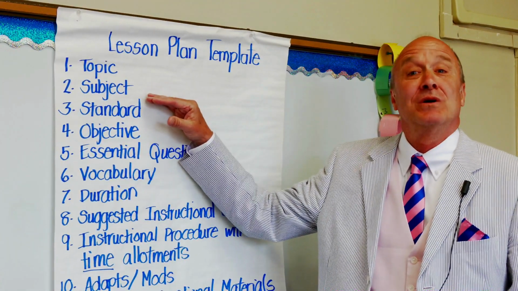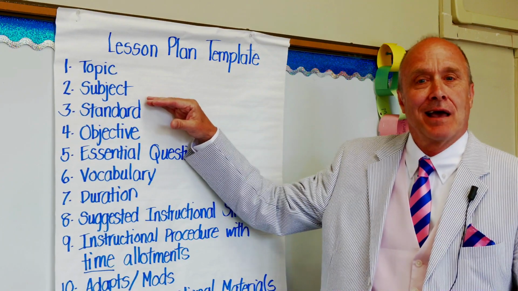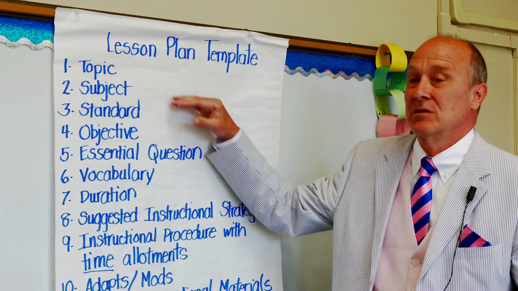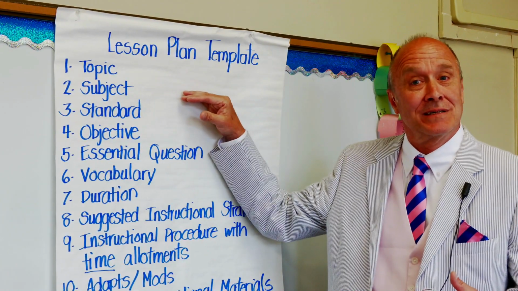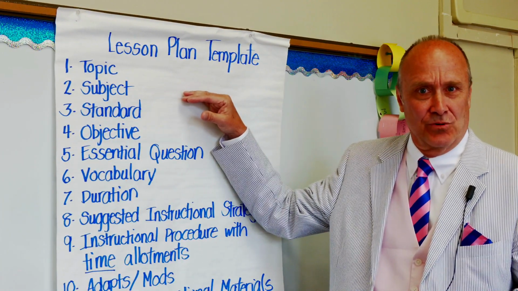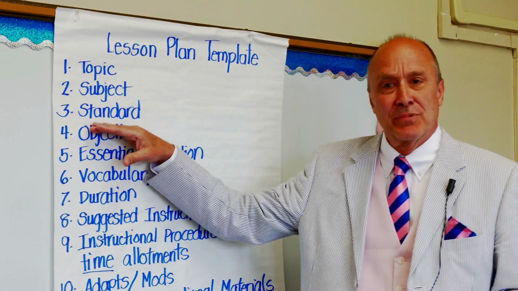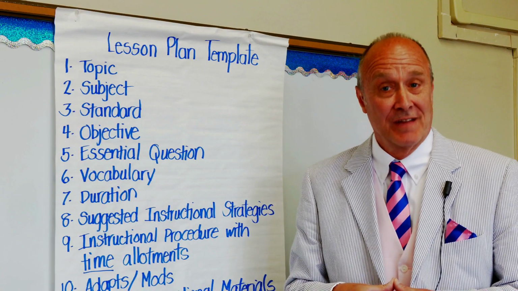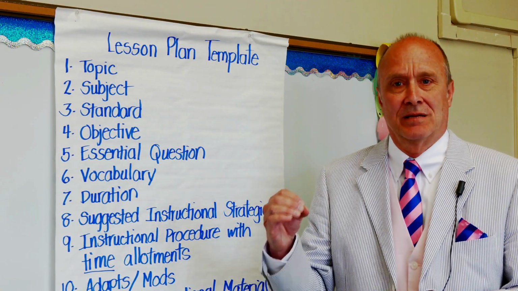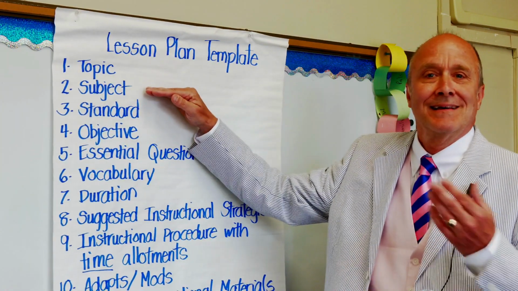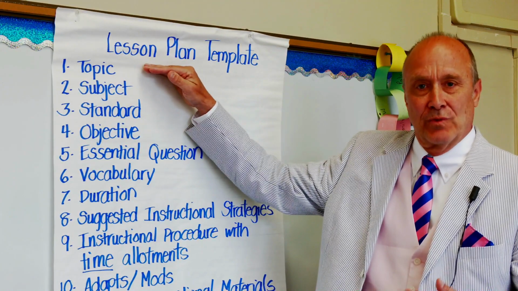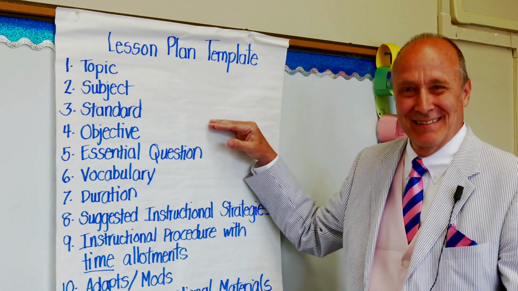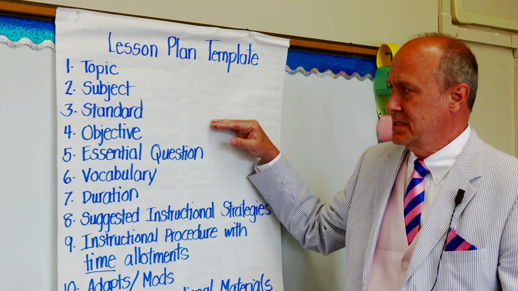Maybe you're going to have more than one subject. Maybe it will be science and language arts because they'll be writing, or science and art because they're going to create a rainforest. Number three, standard. So you go to the Pennsylvania Department of Education website and find the standard that would best suit the science and the topic of a rainforest. And then you would list it there, the number and the explanation or description of the standard.